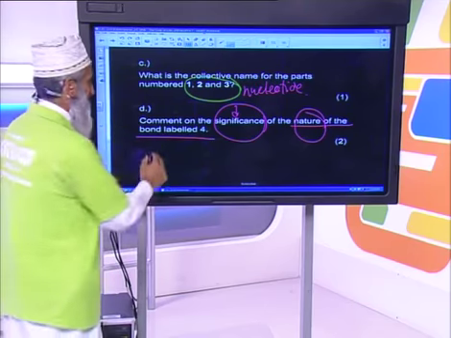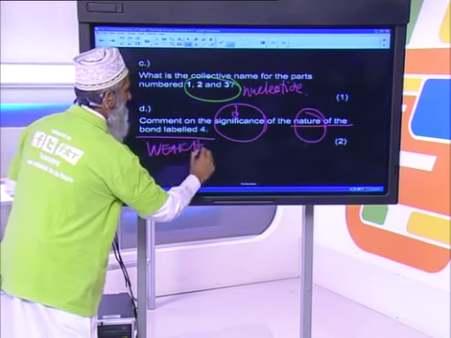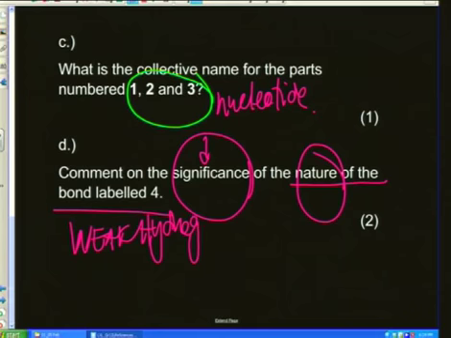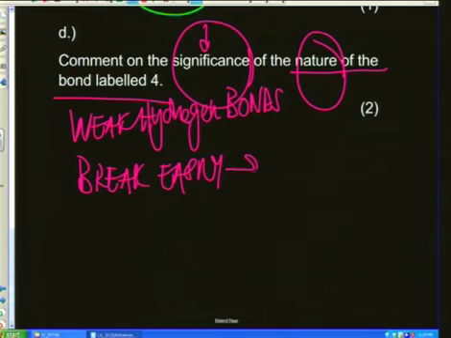What bonds are they? They are weak hydrogen bonds. So what's so good about having weak hydrogen bonds? They break easily to allow for replication.